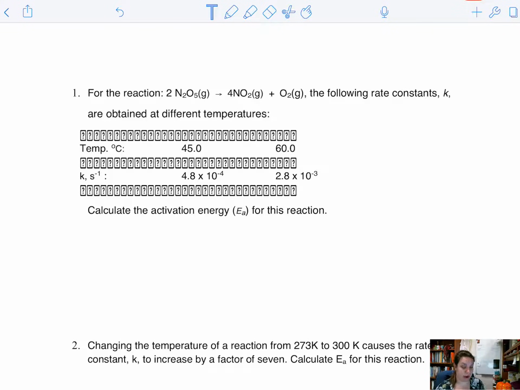So we have the following reaction: 2N2O5 goes to 4NO2 plus O2 with the following rate constants. At 45 degrees Celsius we have a rate constant of 4.8 times 10 to the negative 4, and at 60 degrees Celsius we have a rate constant of 2.8 times 10 to the negative 3. We want to calculate our activation energy from this, so we are using the 2-point form of our Arrhenius equation.